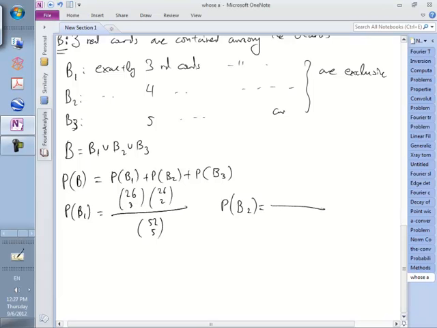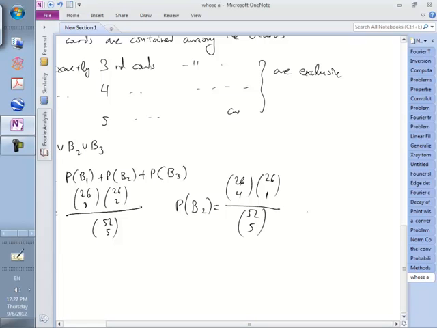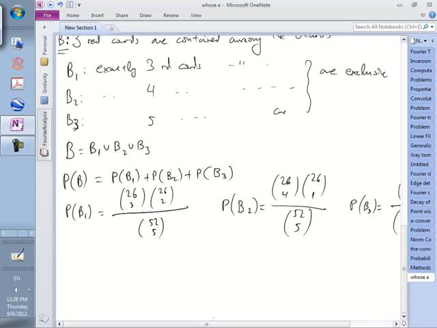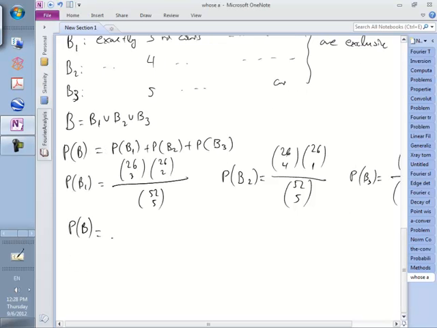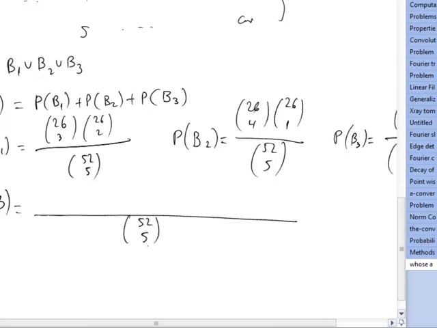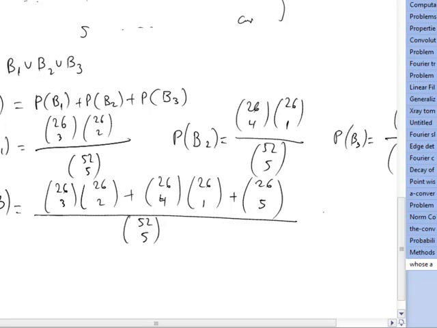You have exactly 4 red cards. So it will be 26 choose 4 times 26 choose 1 divided by 52 choose 5, correct? And finally, the probability of B3 is what? 26 choose 5. That's it. No black cards there. Divided by 52 choose 5. And the probability of B is just the sum of all of these, and that's how I would write it for illustration. I would make a big fraction. I would not attempt to calculate this fraction. And that's the end of the story. Problem solved.